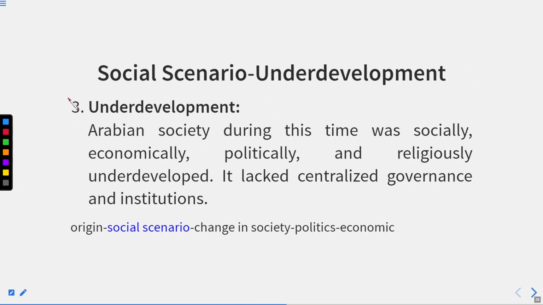Thereafter comes the underdevelopment. Arabian society during this time was socially, economically, politically, and religiously underdeveloped. It lacked centralized governance and institutions.